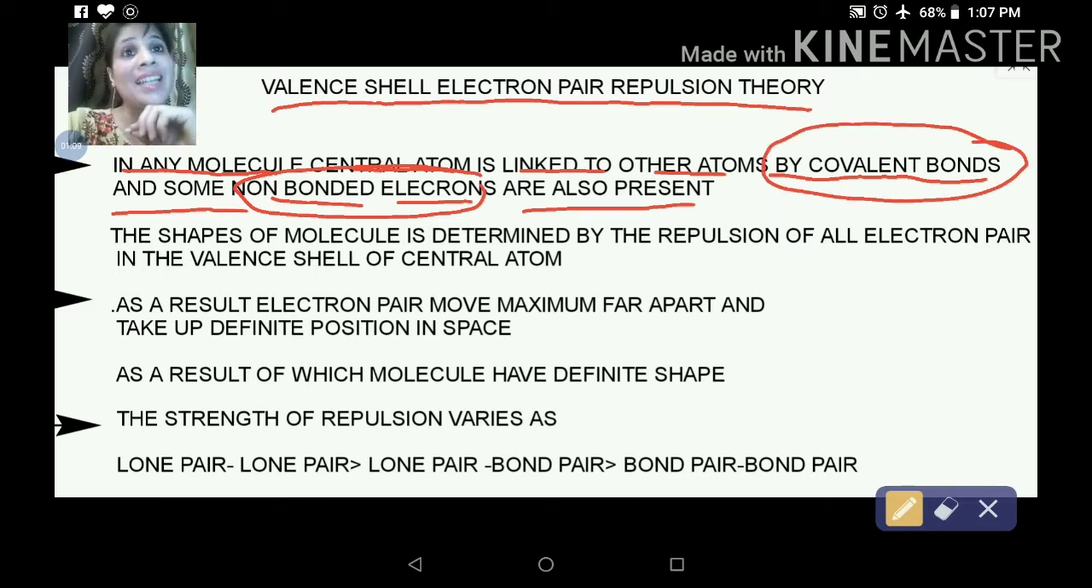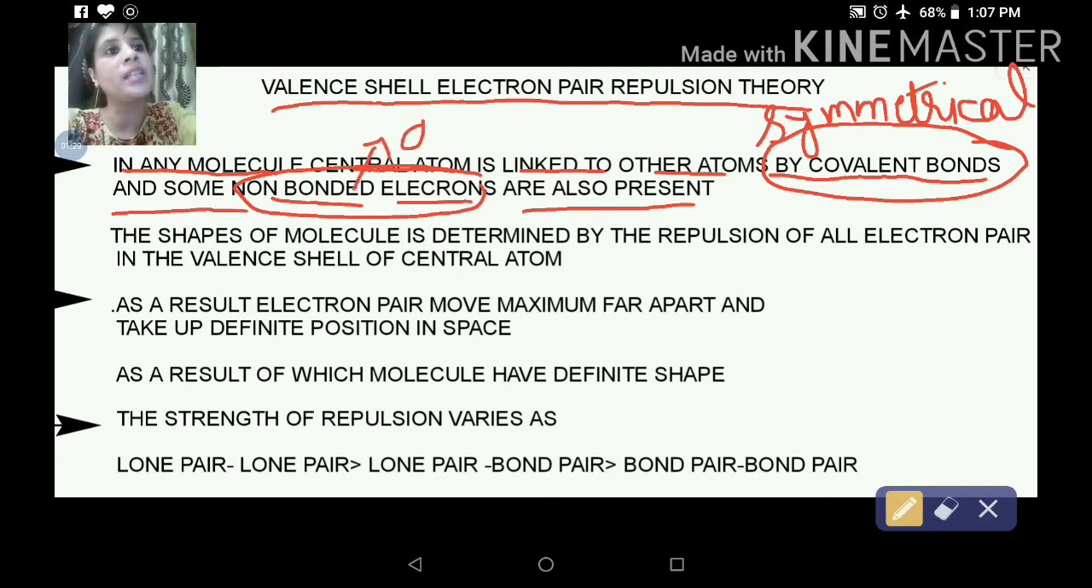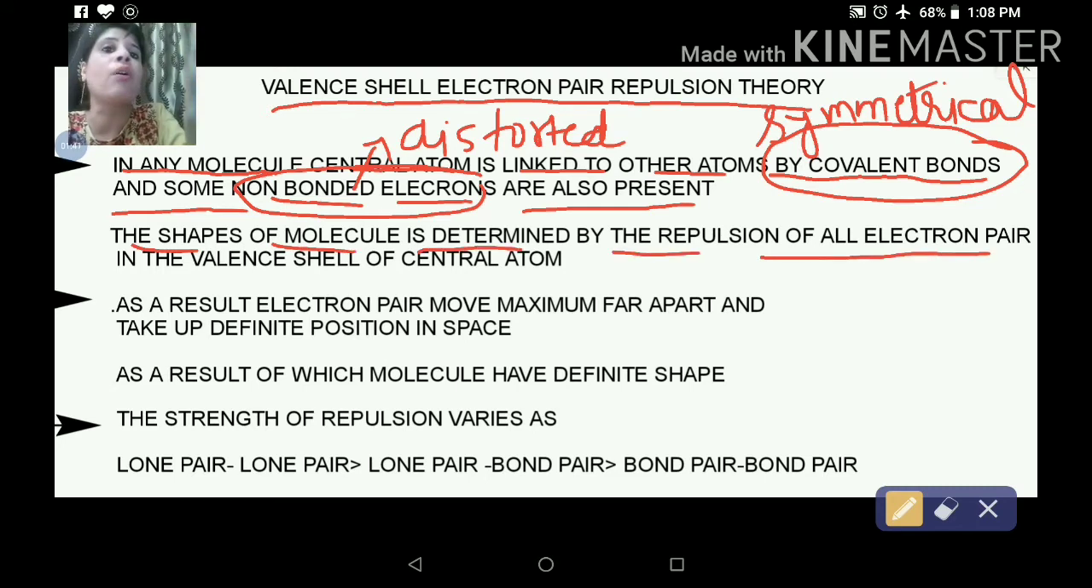If the central atom has only bond pairs, such geometries are symmetrical geometries. But if along with covalent bonds, non-bonded electrons are also present, such geometries are distorted geometries.